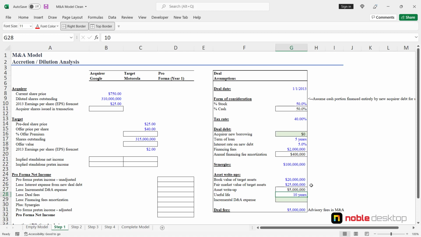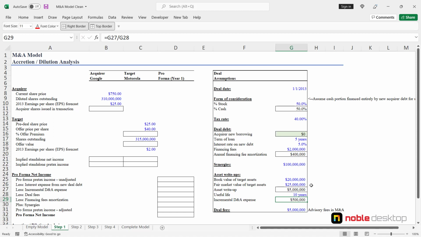Useful life of assets is 10 years, so we're going to calculate our incremental D&A expense as well. For that, I'm going to take my asset write-up and divide it by 10 years to calculate my depreciation and amortization expense on this difference, on this asset write-up, which at the end of the day is $500,000.